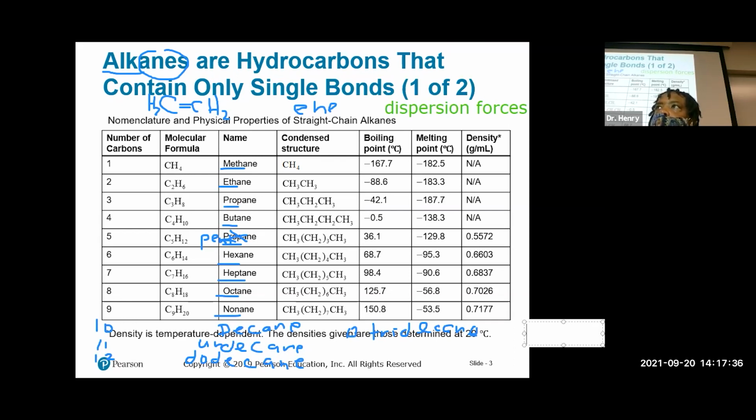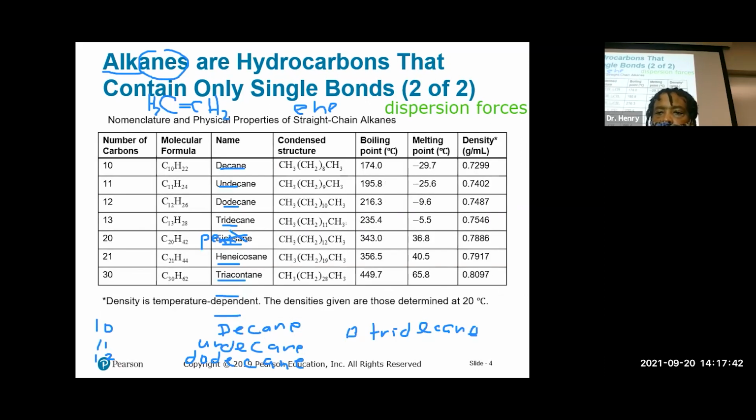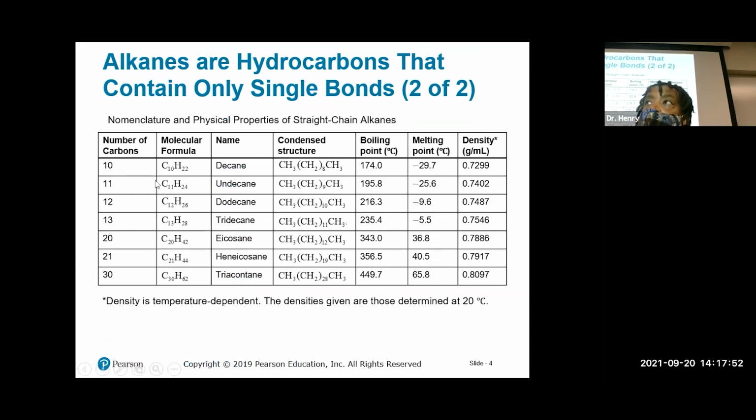Okay. Let me clear this. Okay, so we talked about decane, undecane, dodecane, tridecane, and it would continuously go down the chain. So when you start to get to 20, that's eicosane, and then 21 is henicosane, and then triacontane when you get to 30.